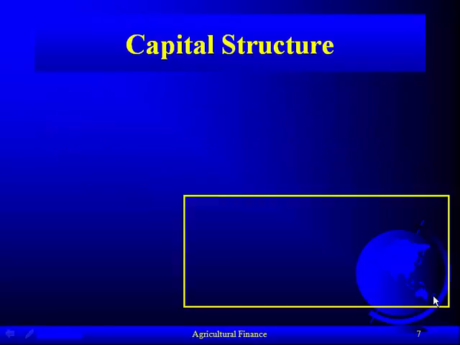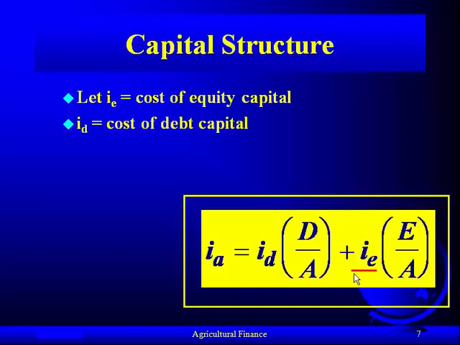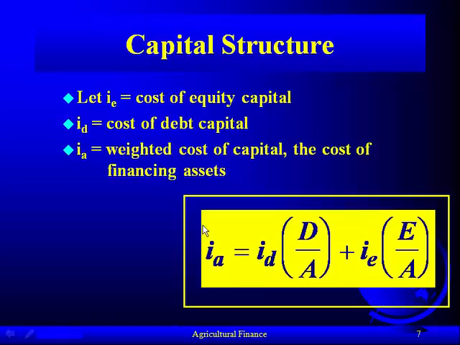If we look at this, we're talking now about the large corporate firms. We have this equation. And in this equation, we have the cost of equity capital, I subscript E, and we have the cost of debt capital, the interest rate, I subscript D, and then we have I subscript A, which is the weighted cost of capital, where D is equal to debt, E is equity, and A is assets.